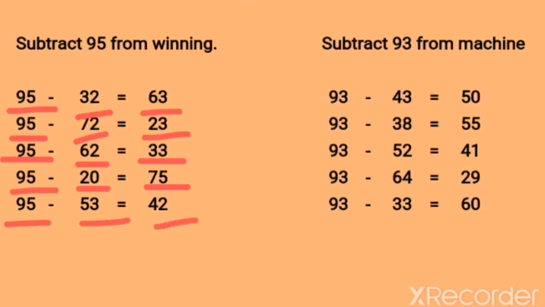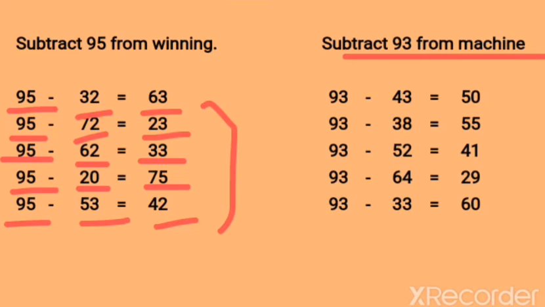Now, in that case, the numbers that we are able to generate are 63, 23, 33, 75, 52. These are the numbers that we have rejected. So we have rejected 5 numbers using this particular code. Another way at which we can also reject numbers is by subtracting 93 from the last event that we are discussing about, which is the machine numbers.